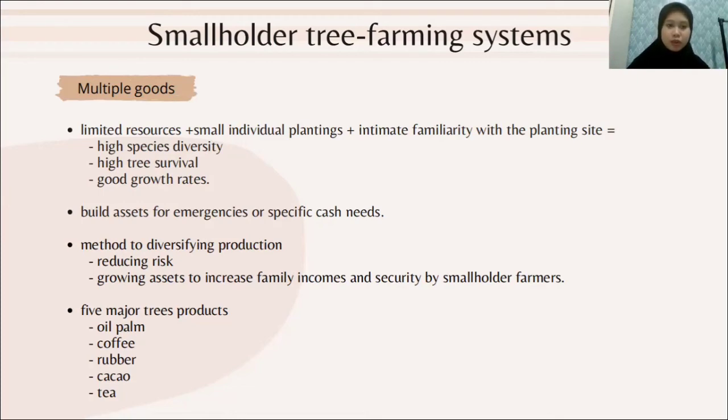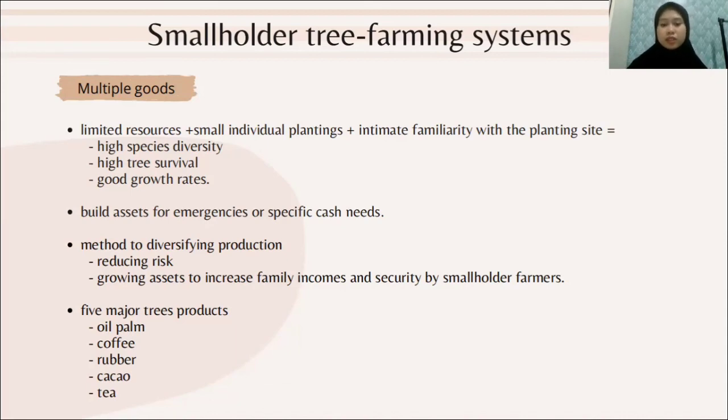So today I would like to explain more about multiple goods and environmental benefits of smallholder tree farming system. Smallholder farmer tree planting systems are generally successful on their own terms. Smallholders commonly have limited time, labor, and financial resources. Farmers generally restrict planting to the number of trees that can be maintained and integrate tree growing with agriculture crops. By combining limited resources, small individual plantings, and intimate familiarity with the planting sites result in high species diversity, high tree survival, and good growth rate.